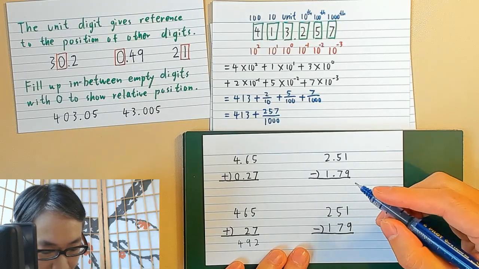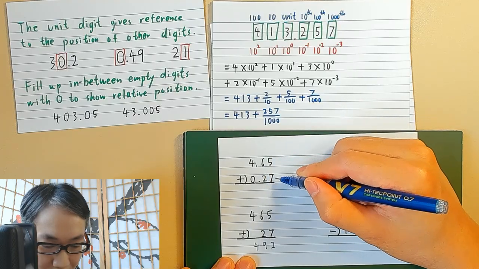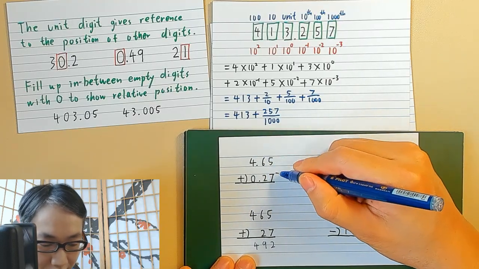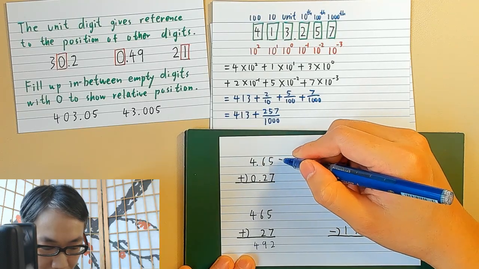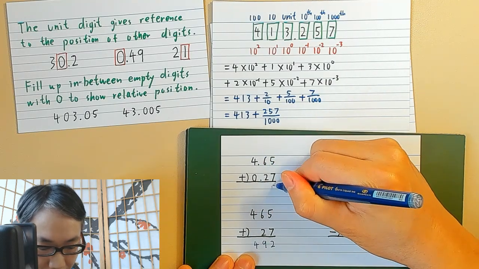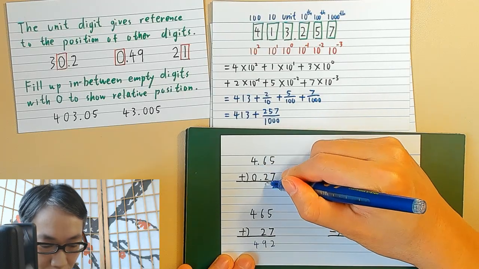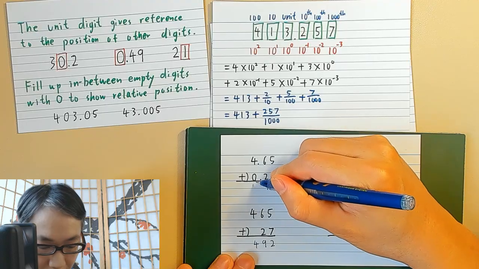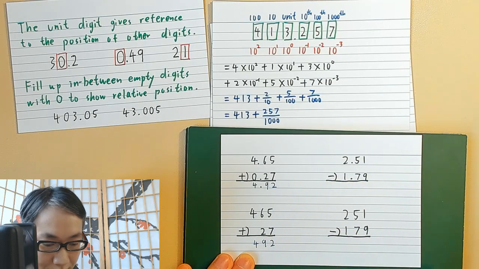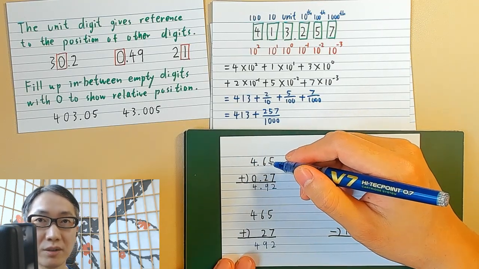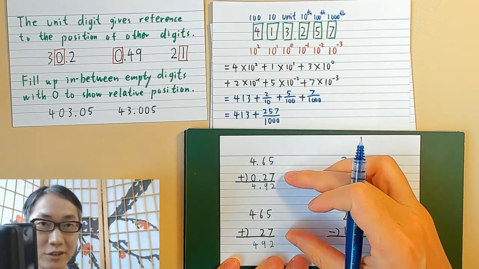And then similarly, this is 4.65 plus 0.27. So we have 65 plus 7 here, which gives us 72. So we have 2. This is 7. So 7 plus 2 is 9. 4 plus 0 is 4. And the decimal dot is carried over. So as long as we line up all the digits on the same position correctly, then it is the same thing.